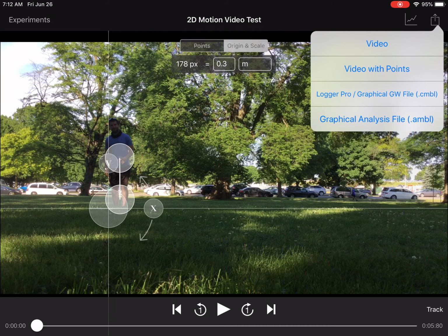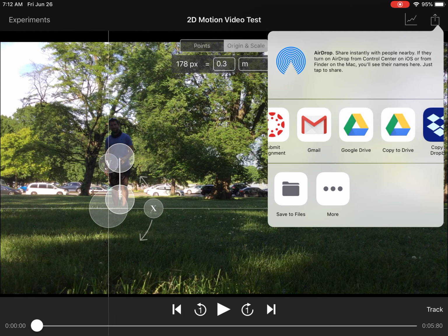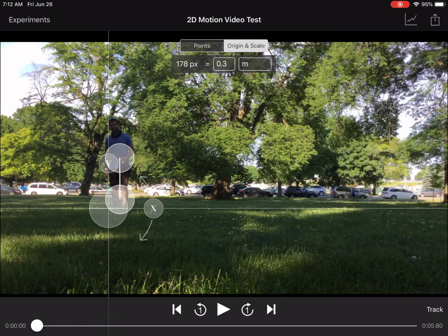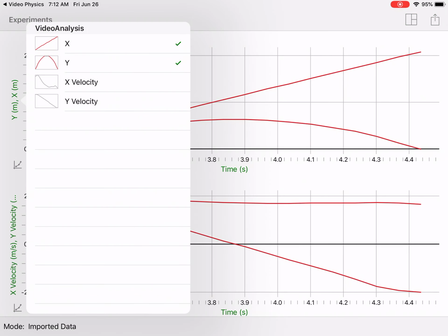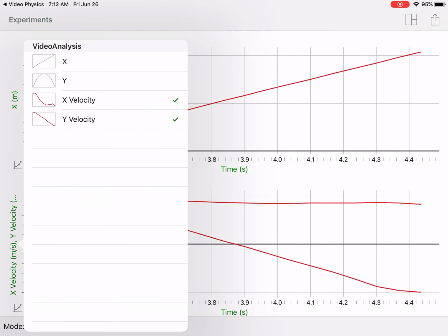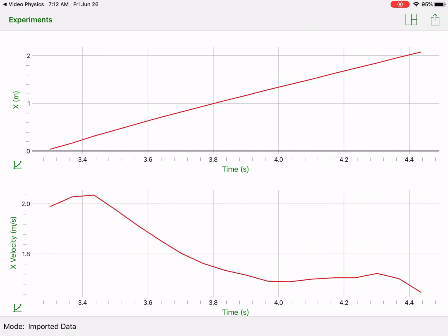So let's go to the graphs and analyze these. I'm going to begin with the X component first, so I'll get rid of the Y component information right away. Here's the position, and here's the velocity. The top graph, my position versus time, looks like a linear fit. This is good because the slope of a position versus time graph is velocity.